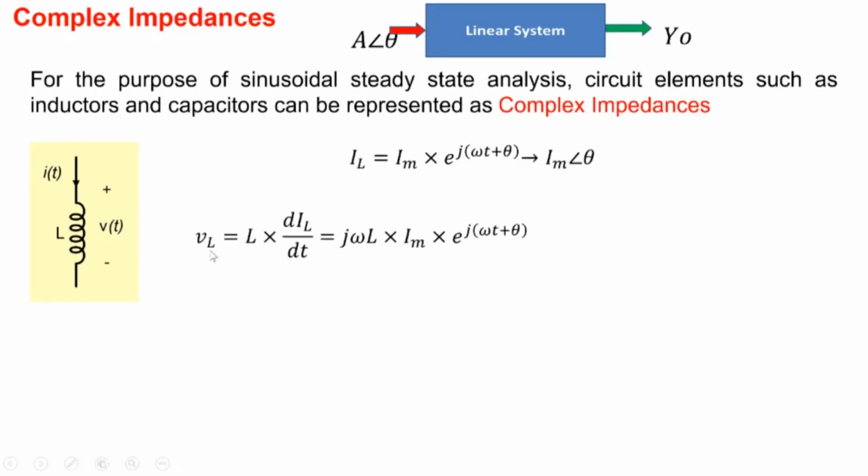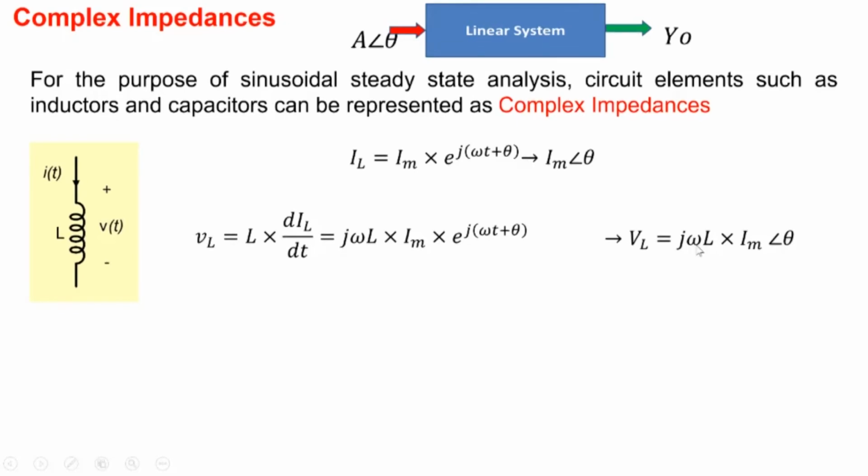So VL will be equal to L dIL by dt, right? We take IL, plug it here, and we get j omega L into Im e to the power j(omega t plus theta). Again, e to the power j omega t we keep in the background, so we can represent it in the form of a phasor. So the phasor inductor voltage is equal to j omega L, we keep it as it is, Im, and e to the power j theta, which we represent as angle theta.